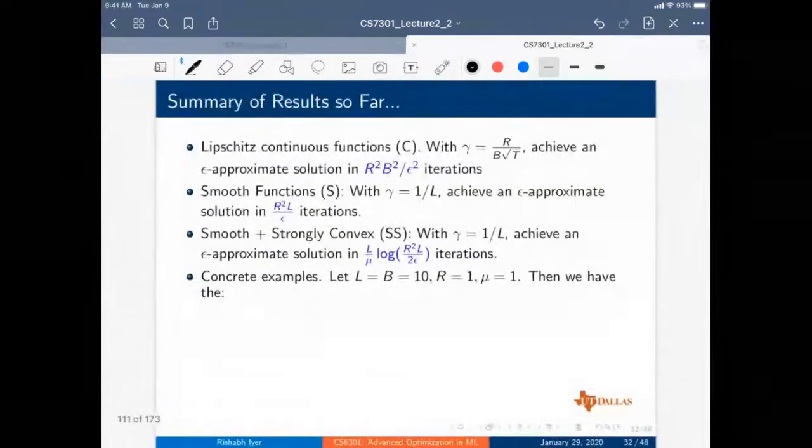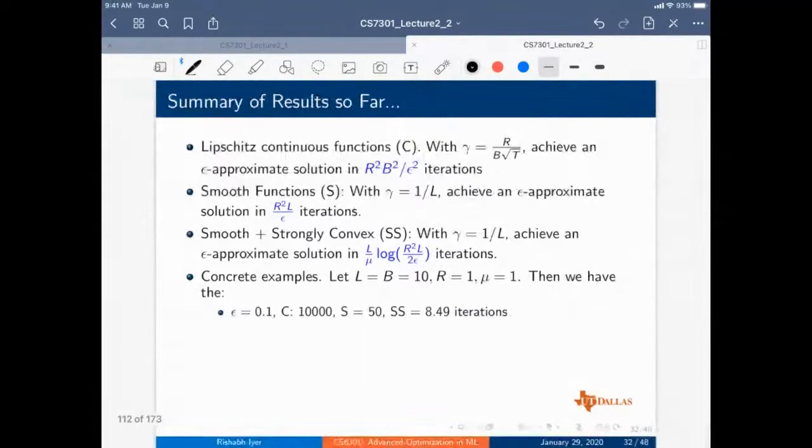Okay, so just contrasting the bounds very quickly. Lipschitz continuous functions was the worst case, which was R square B square over epsilon square. Lipschitz smooth functions was R square L over epsilon. And smooth plus strongly convex functions was log 1 over epsilon. So let's look at some concrete examples. Let's assume, just to give some numbers, that L and B are 10, R is equal to 1 and mu is equal to 1.